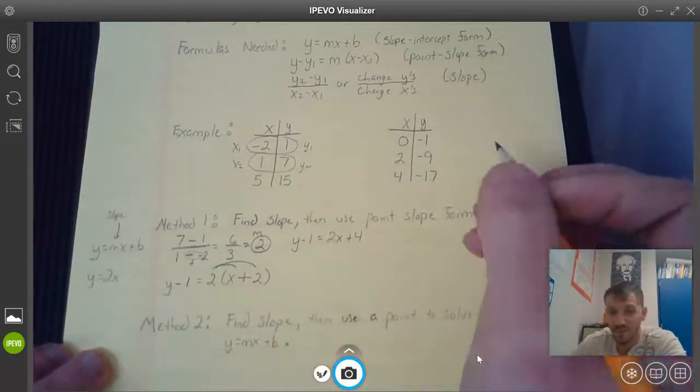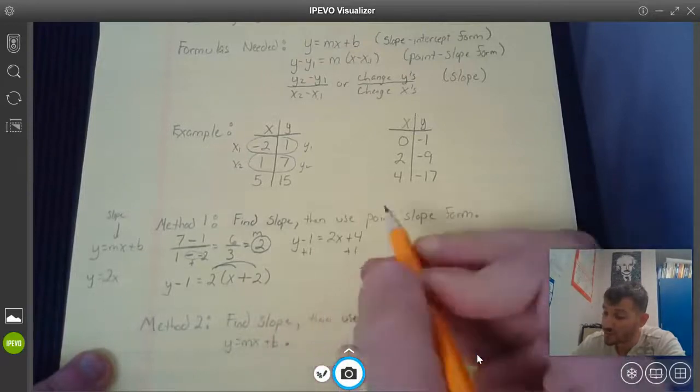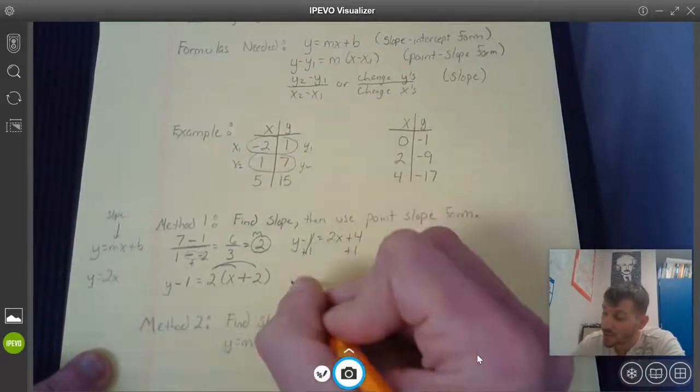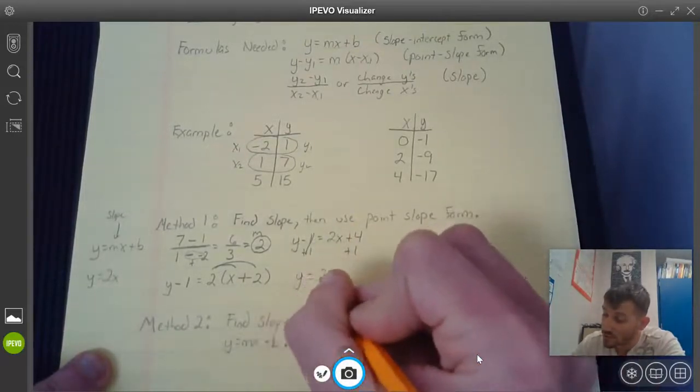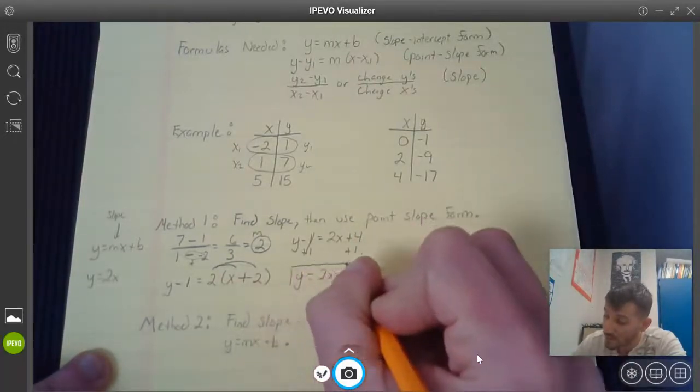And the final step, notice we're really close. We need to add 1 to both sides. We're doing that to get y by itself. And y will equal 2x plus 5. And that is our equation.